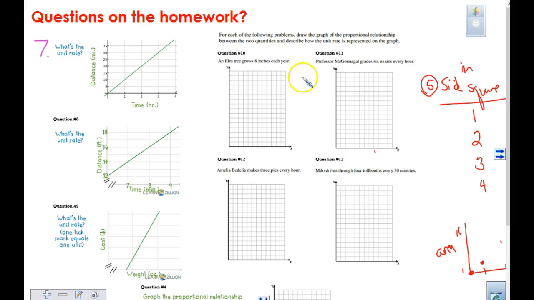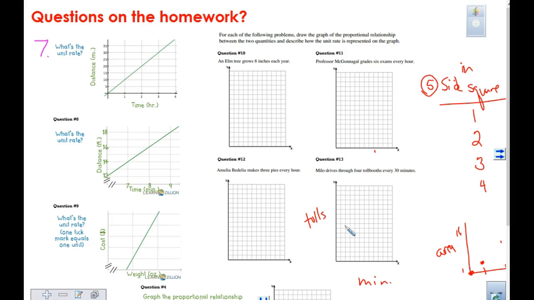The next one is question number 13. It says, Milo drives through the toll booth every 30 minutes. So every 30 minutes, he goes through 4 toll booths. Which means as we are looking at this one, we are going to have our minutes down here, and we should have our tolls over here.